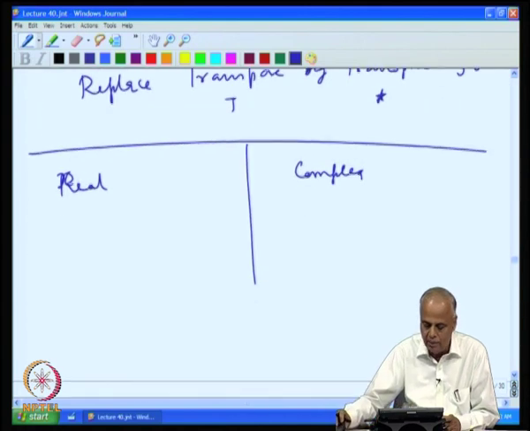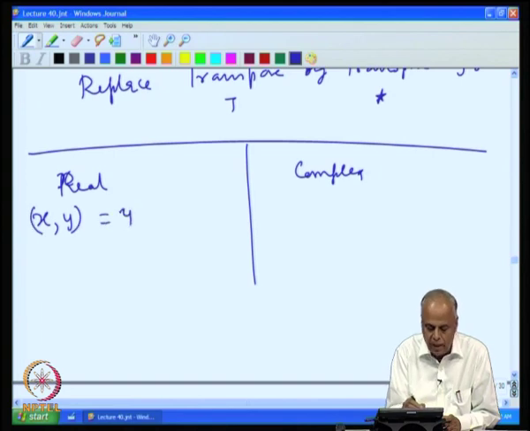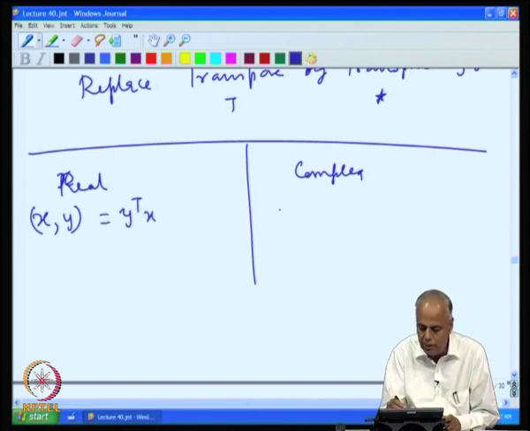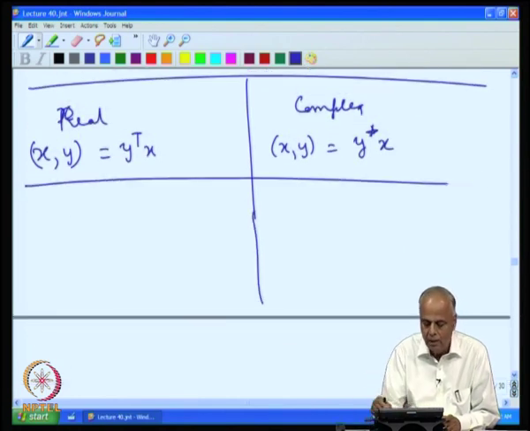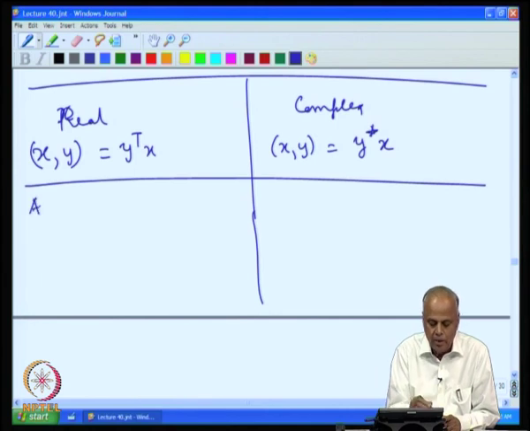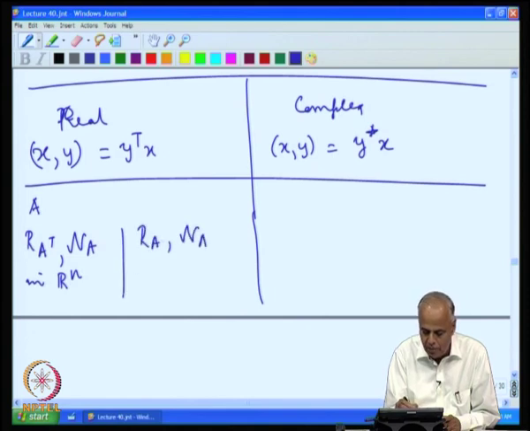In the real case, we define the inner product of two vectors as y transpose x. In the complex case, we will define the inner product of two vectors as y transpose conjugate, which is y star x. And then if we have a matrix A, we look at the range of A transpose and the null space of A in R n, and the range of A and the null space of A transpose in R m.